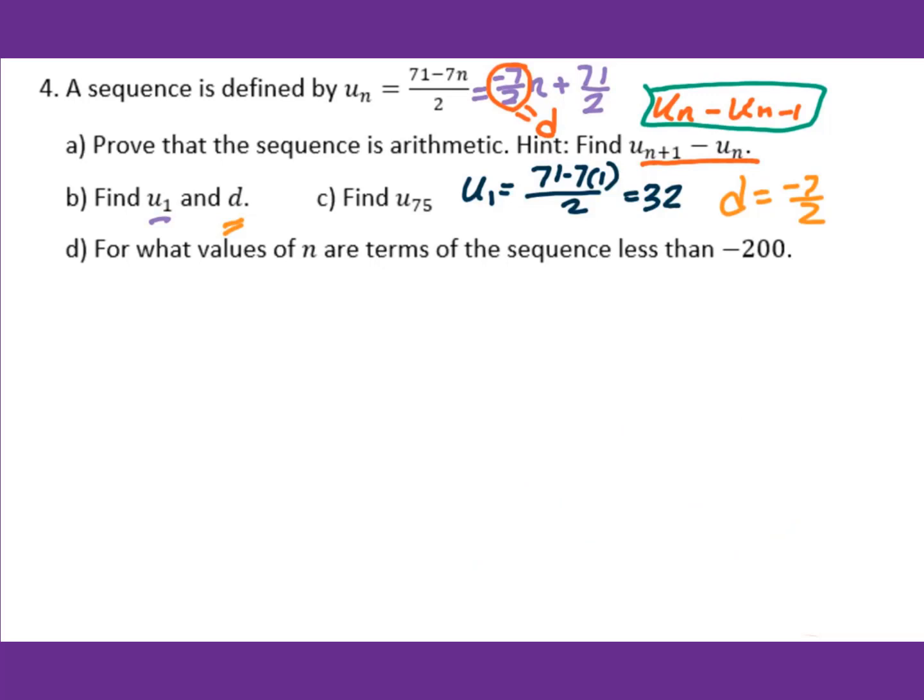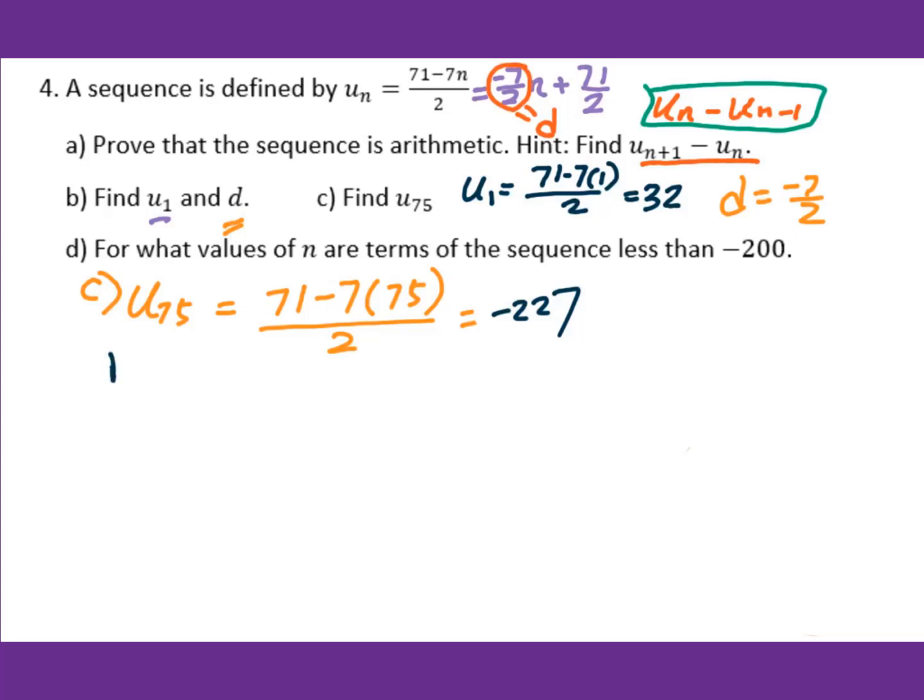Now let's go to C. Find u sub 75. That means for every single n, we change it into 75: 71 minus 7 times 75 over 2. You will get negative 227 will be the 75th term.